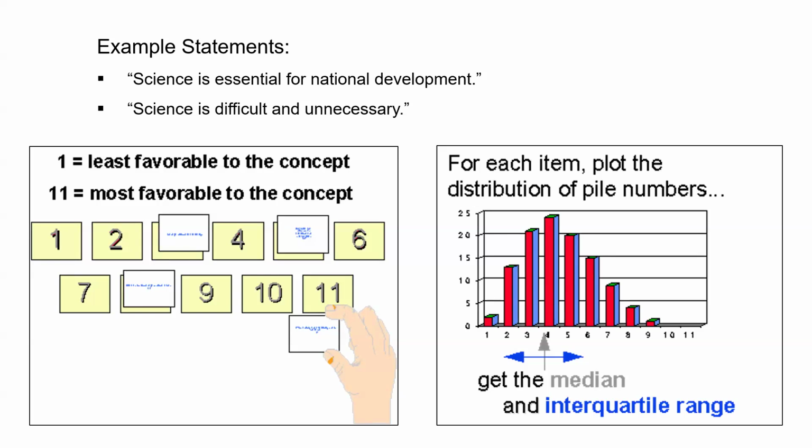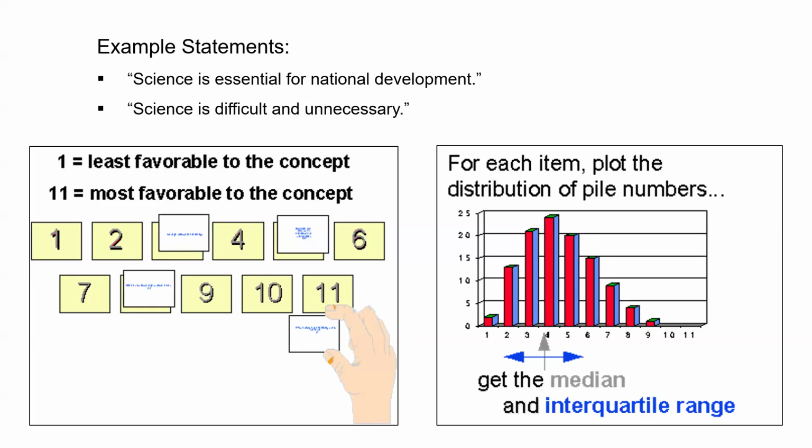If one selects 3, that means he thinks it's not important. If one selects 11, he strongly agrees that science is essential for national development. Like that. 7 or 8, not much sure.